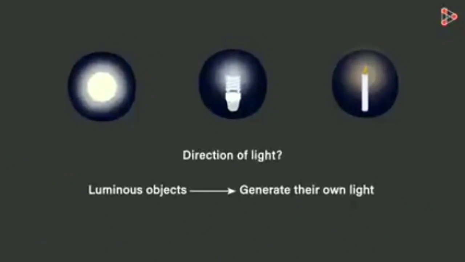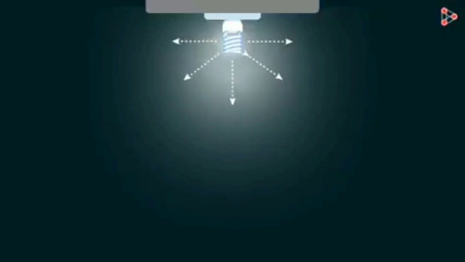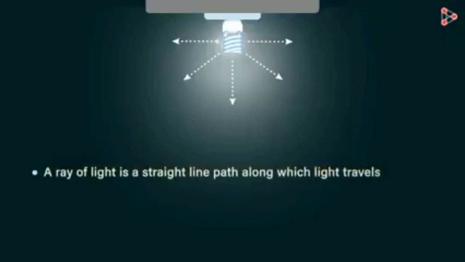Okay, so when light is emitted, what will be the direction of light? It goes in all possible directions. We can take the example of a CFL glowing inside a room. When it glows, we can see clearly that light goes in every direction, but in a straight line, so the whole room brightens up. These are known as rays of light, and a bundle of rays is known as a beam of light.